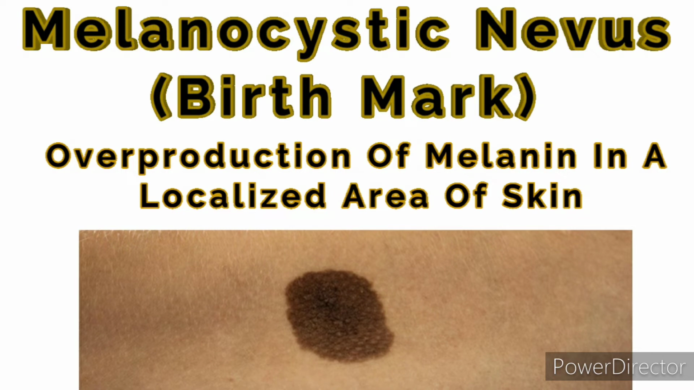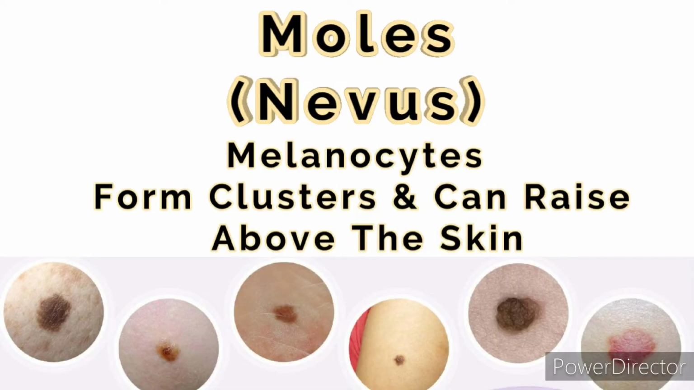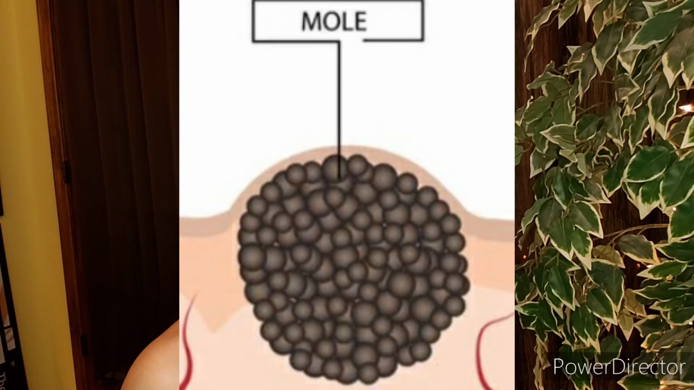Let's take a look now at the melanocytic nevus, commonly known as a birthmark. This is simply an overproduction of pigmentation in one localized area of the skin. Nothing to worry about. As you can see here, it's just a small collection of melanin just under the surface of the skin. Now, unlike birthmarks, moles or nevuses are a collection of melanocytes that push up through the surface of the skin, forming a palpable bump.